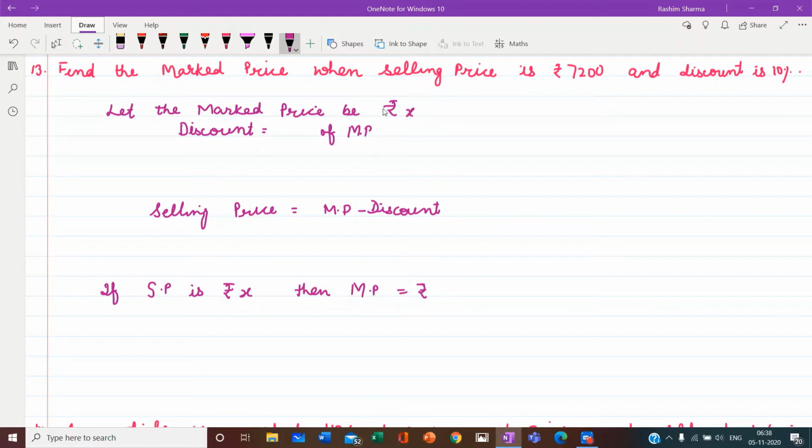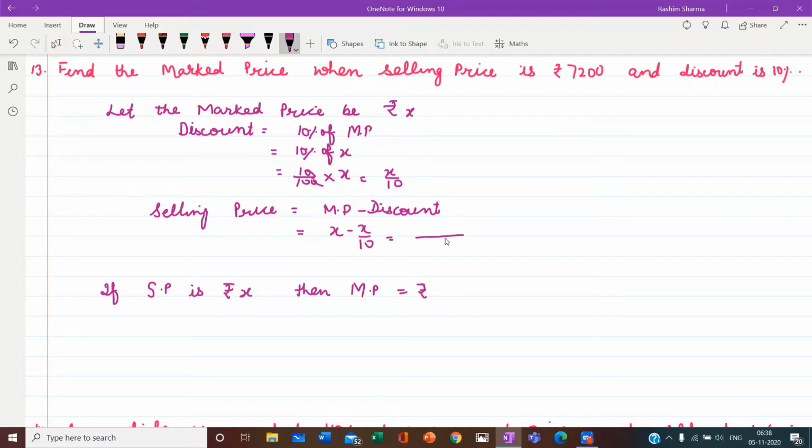We can do it with 100 also. Okay, so discount will be equal to 10% of mark price. 10% of mark price means 10% of X. Okay, so when you calculate 10% of X, it is 10 upon 100 into X. So we get here X upon 10 as discount. Now we know the formula of selling price. Selling price is equal to mark price minus discount. So when we put the values here, we get X minus X upon 10.